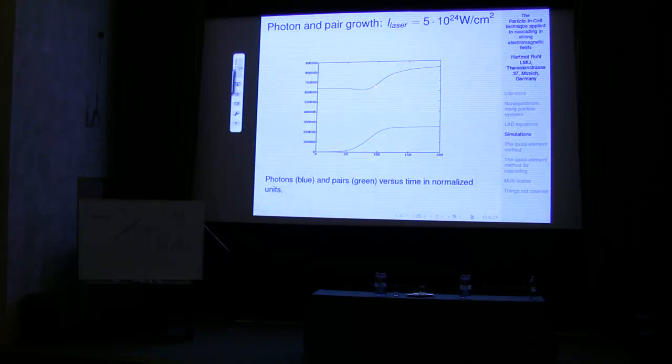From the pairs produced, secondary photon production sets in, and so the photon number goes up and the pair production number goes up. It stops as soon as the two pulses have passed each other. The reason for this is that as long as they hit each other, the quantum efficiencies become very high, and when they pass each other, they become very low again. And so there's a plateau for the particle number, for the plus and minus particle number.